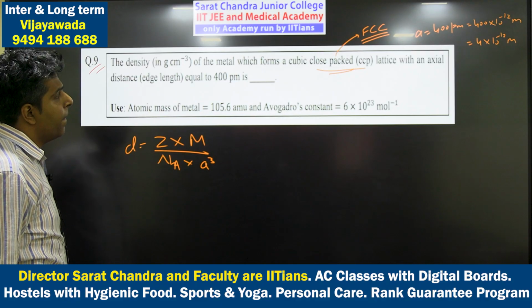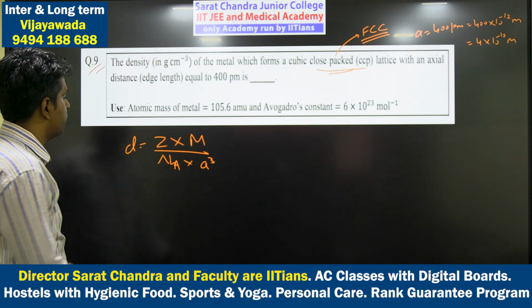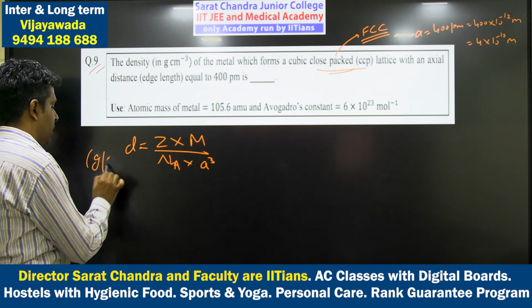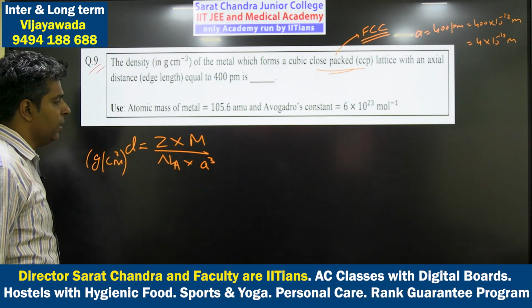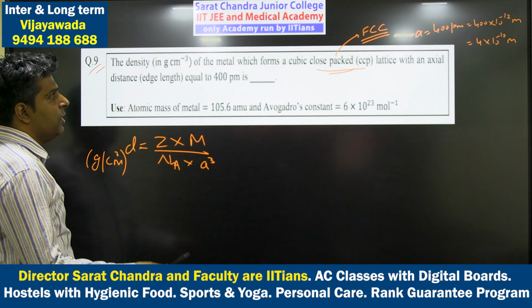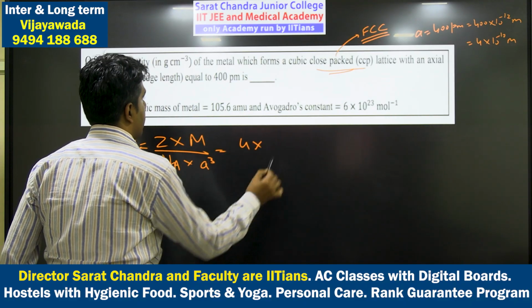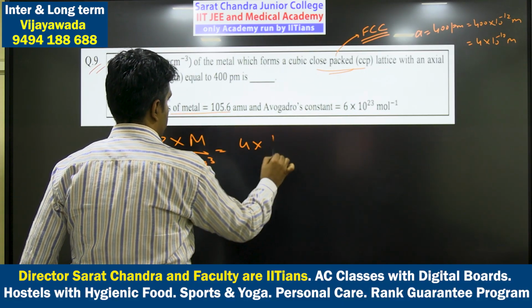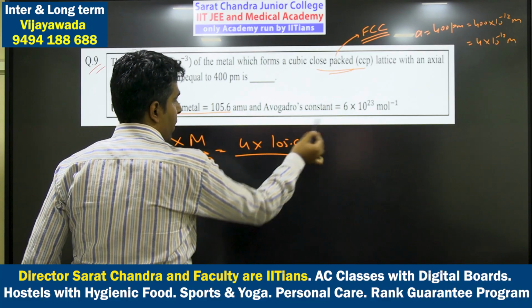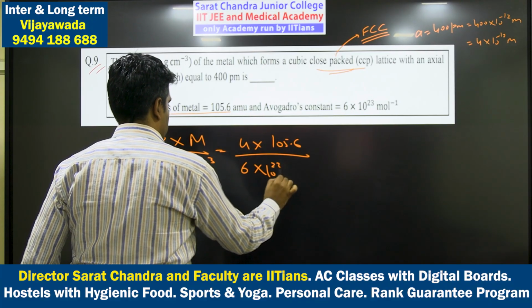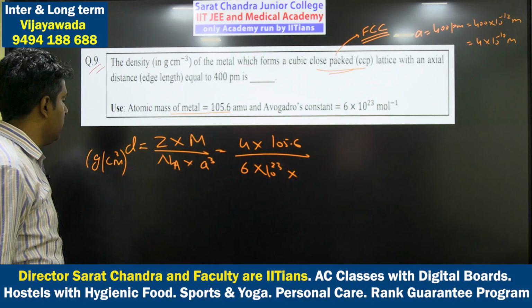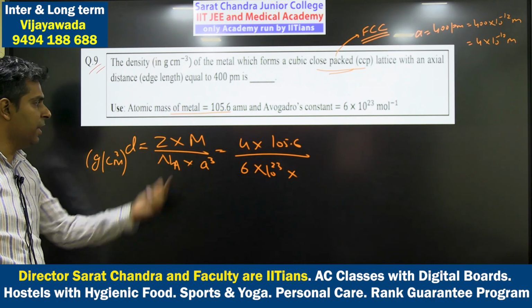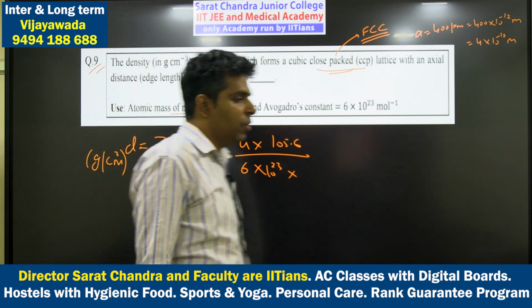Right? So over here, basically the density we have to find out in grams per centimeter cube. In FCC packing, that is cubic closed packing, the effective number of atoms is 4, and the atomic mass of the metal is given as 105.6, divided by Avogadro's number, that is also given as 6 into 10 to the power 23. And if you want density in grams per centimeter cube, the edge length a you have to take in centimeters over here. So the effective number of atoms is 4.